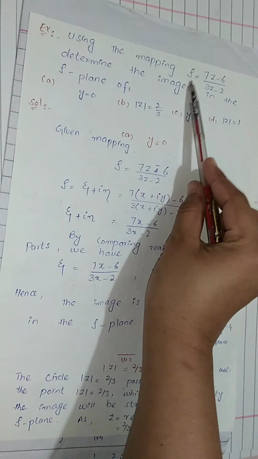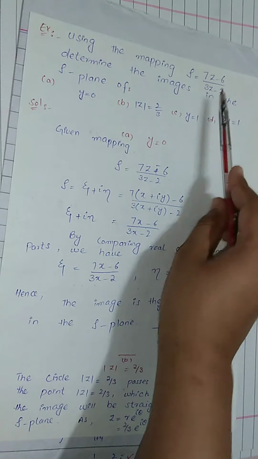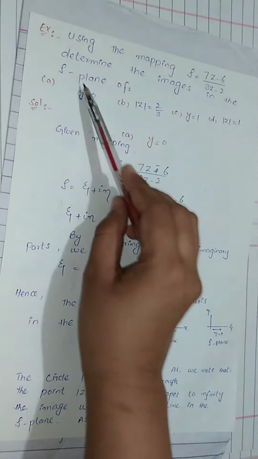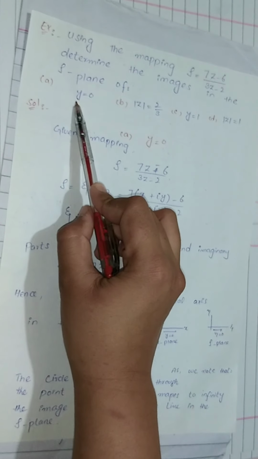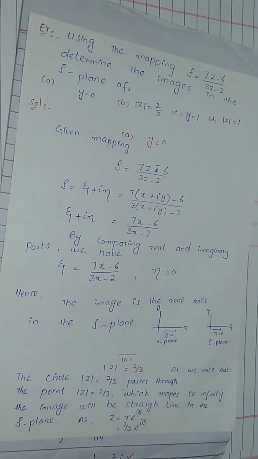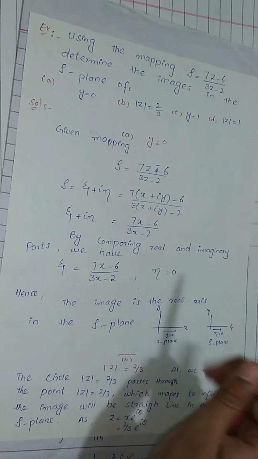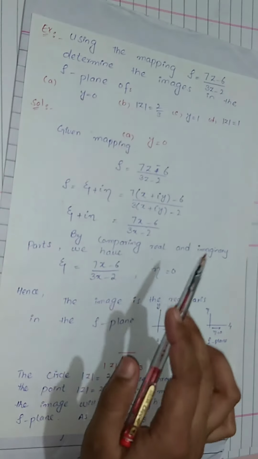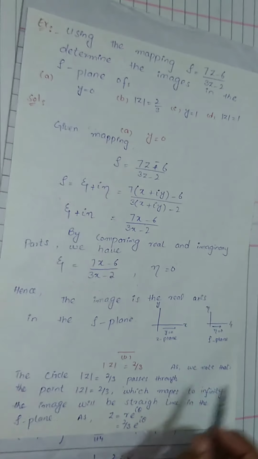Using the mapping xi is equal to (7z minus 6) over (3z minus 2), determine the image in the xi plane of: C, y is equal to 0, mod z is equal to 2 by 3; D, y is equal to 1 and mod z is equal to 1. I will solve these two parts on the same pattern. You can solve the C and D parts.